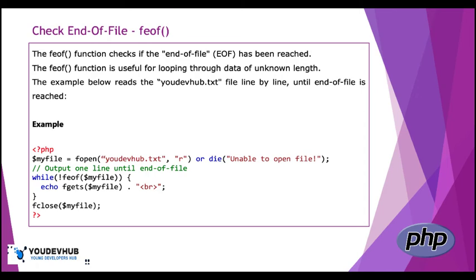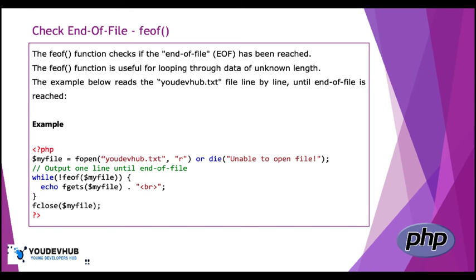Next, we check for the end of the file, feof, that is the end of file. The end of file function checks if the end of file, EOF, has been reached. It is useful for looping through data of unknown length. Let's say we have data given to us containing a whole series of entries of students. I want to know when the end of file is reached so that the loop doesn't continue infinitely. We can use the end of file to check if it has reached the end. The feof function checks the file line by line until the end of file is reached.